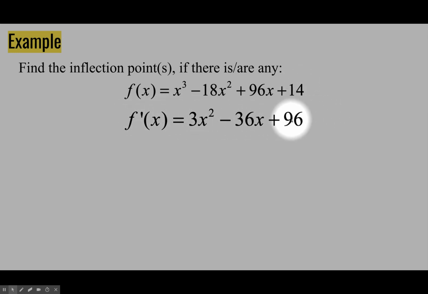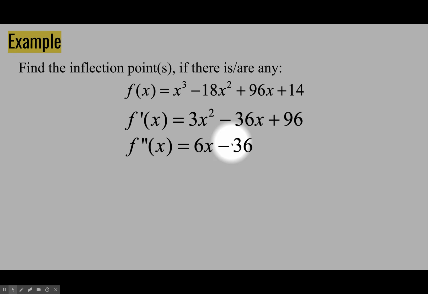That's the first derivative. But remember, we're talking about concavity, so we need to keep going and take the second derivative. Taking the derivative of 3x squared now gives us 6x, and taking the derivative of negative 36x gives us negative 36. And of course, the derivative of 96 is 0. So this is our second derivative.